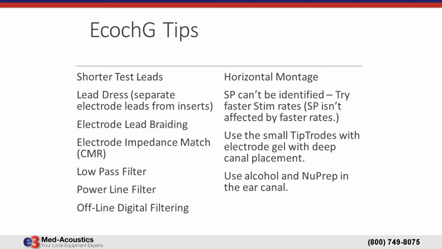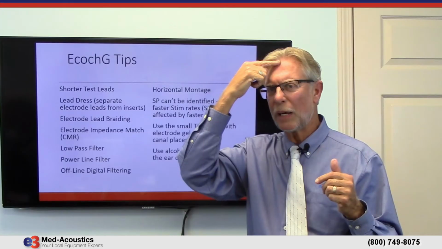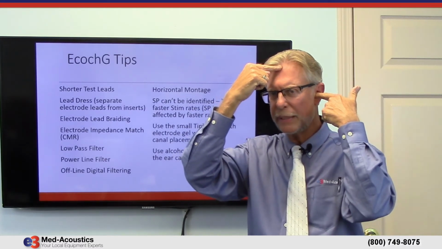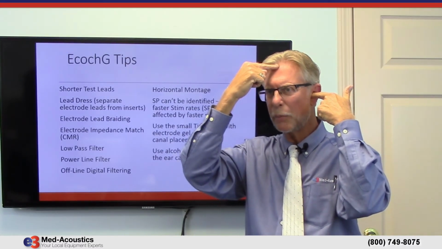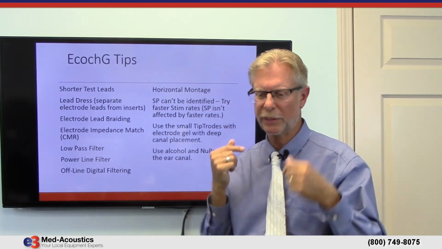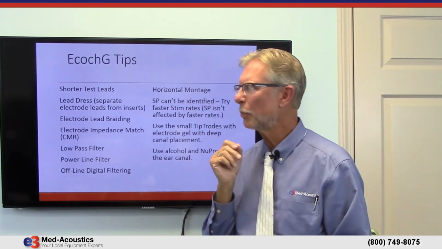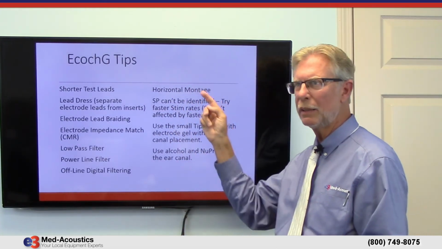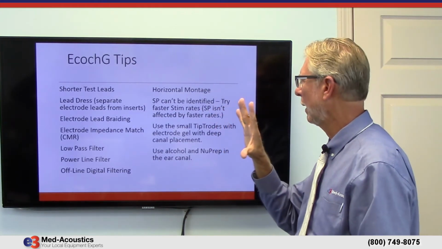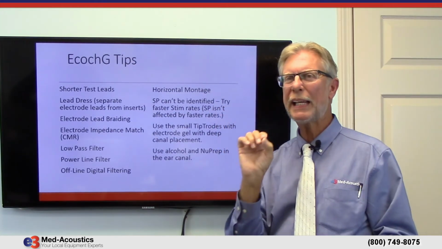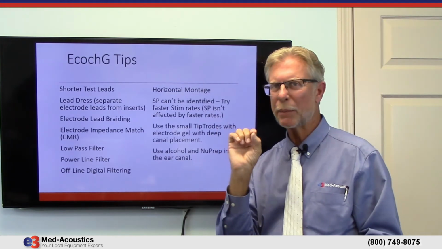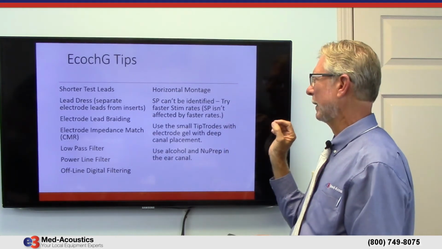Anyway, we could use a horizontal montage. In other words, instead of collecting from CZ to the ear canal, we would collect between the two ear canals. So that would take a rearrangement of the electrodes, but it could be done because that will give you a higher response.